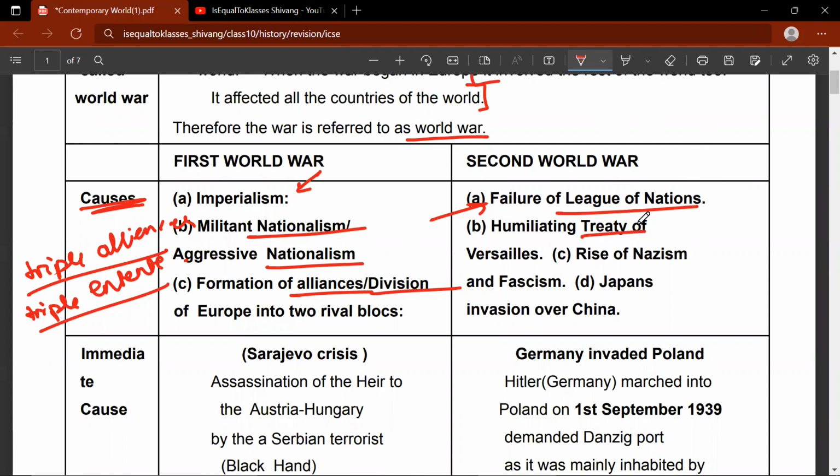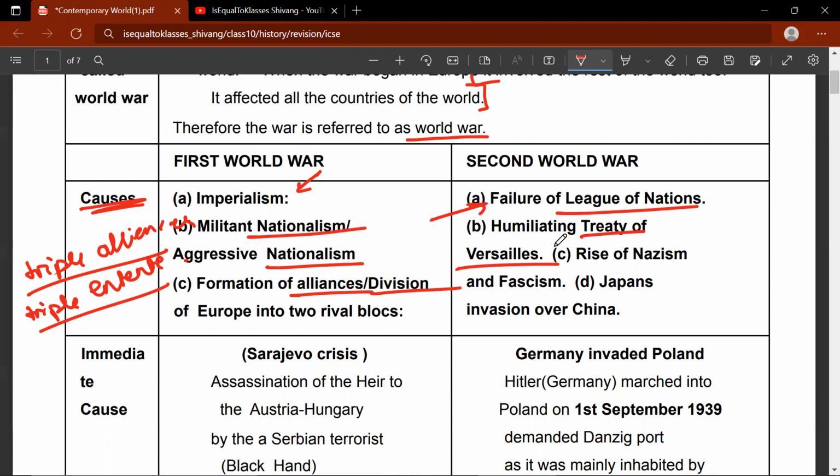Humiliating Treaty of Versailles that was slapped on Germany. It was literally slapped. It had very humiliating terms and conditions. Many countries such as France annexed the fertile and industrial regions of Germany, and there were many other conditions, such as the German army was reduced to 100,000 soldiers, and the Air Force and Navy were banned. So it was an utter humiliation to the people of Germany.